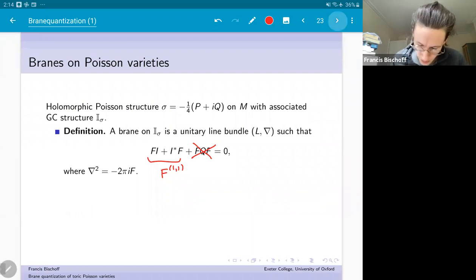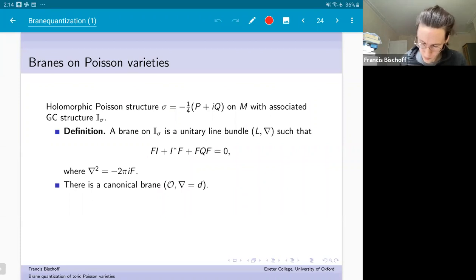The second thing to notice is that we always have a solution which is given by F equals 0. What that means is that we always have a canonical brane on a holomorphic Poisson manifold, which is given by the trivial bundle with a trivial flat connection.